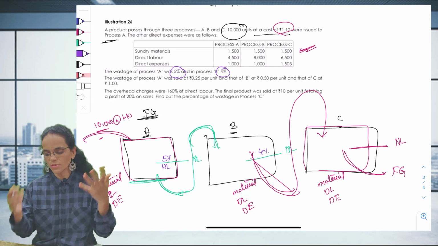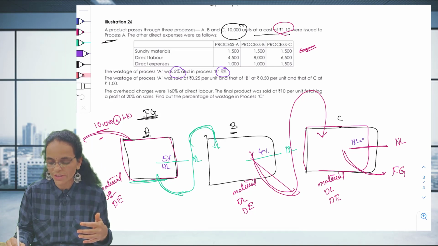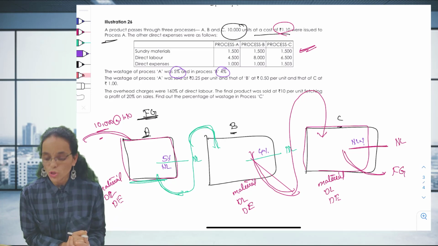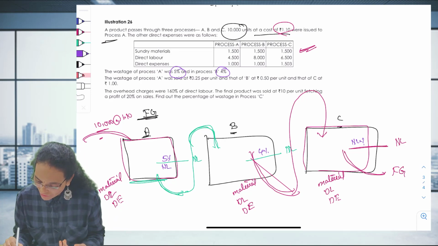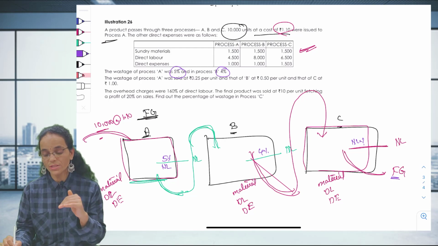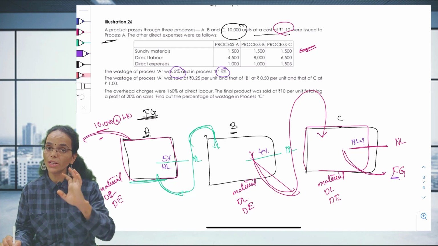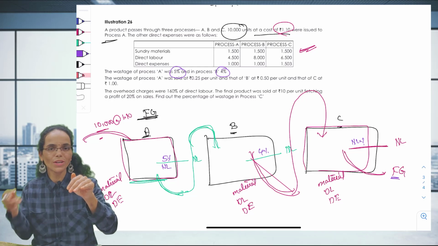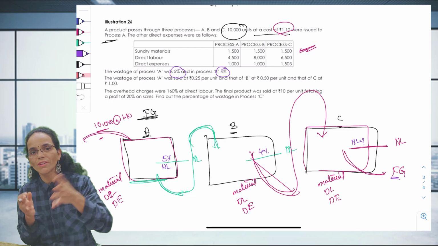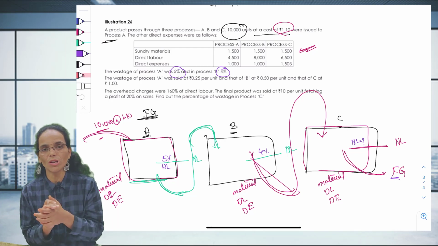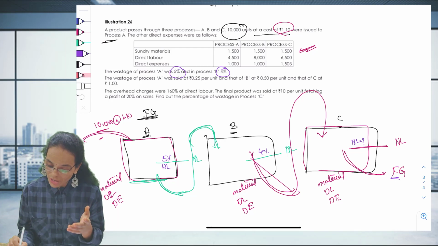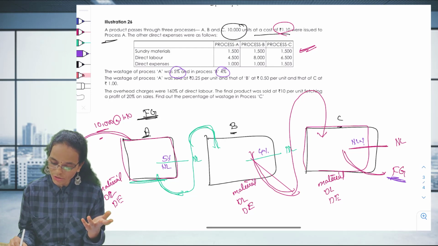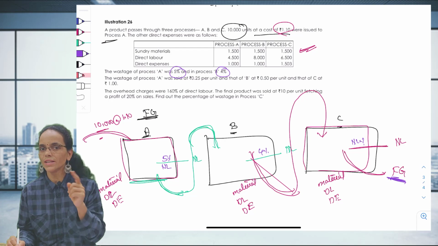But in the third process, what is the normal loss? He has not given it. He is asking us to find it out. So how to find out? See, the finished good is given, but how many units we got is not given. If we know the input and how many units we got, then the balancing figure will be the normal loss, if there is no abnormal loss or abnormal gain. But he has given indirectly one clue.